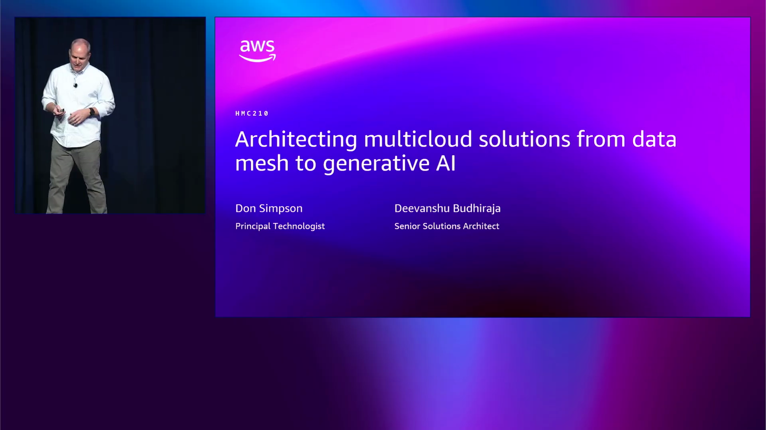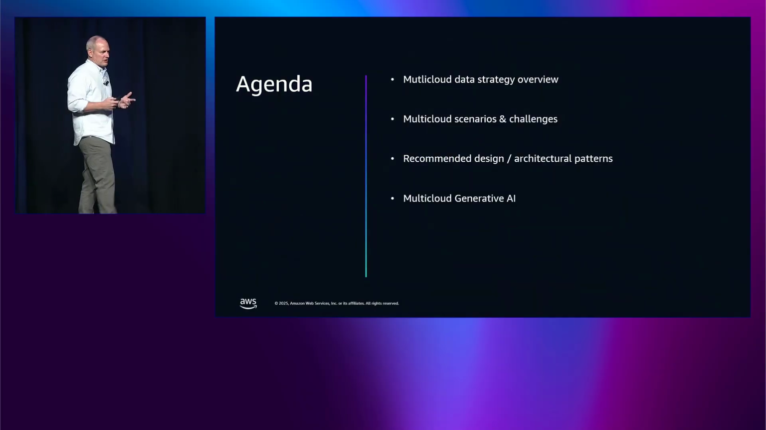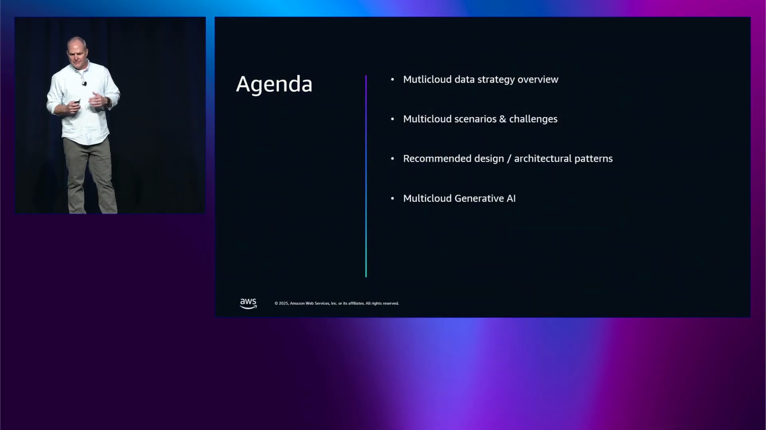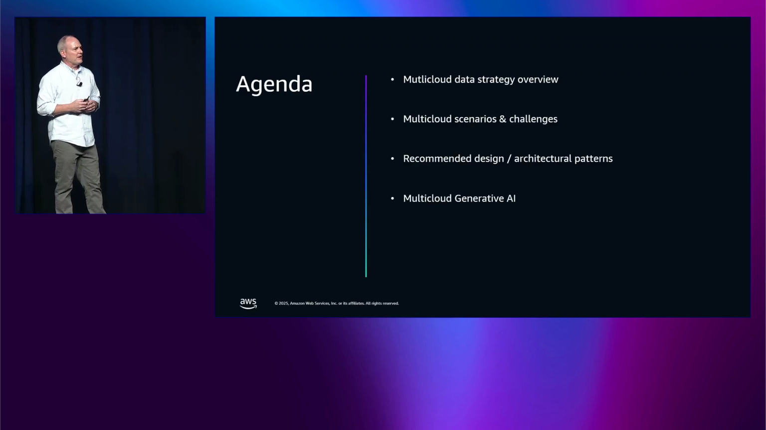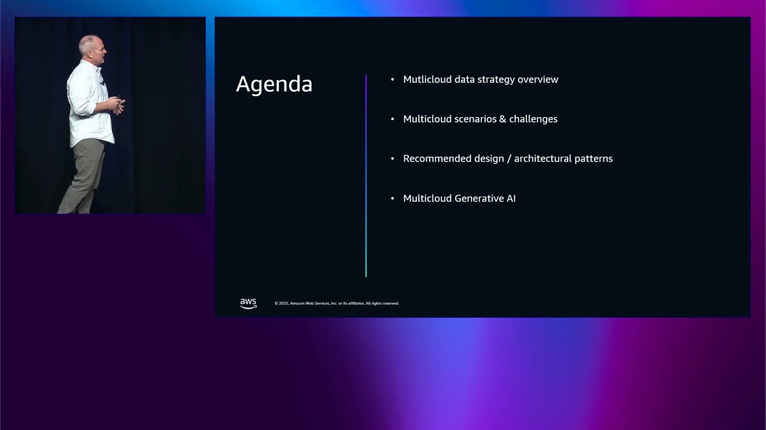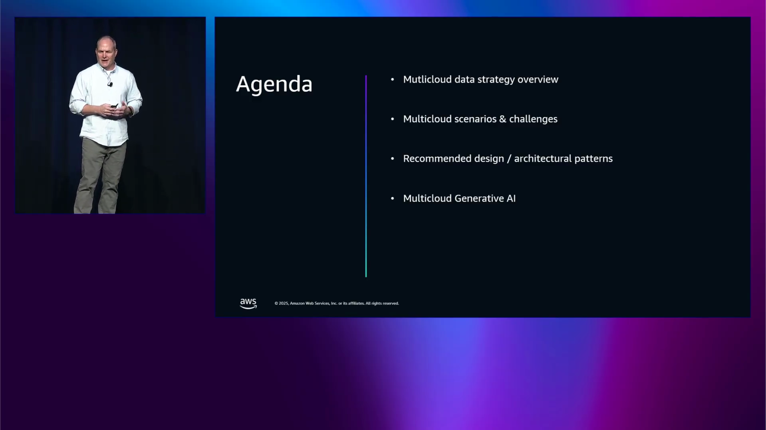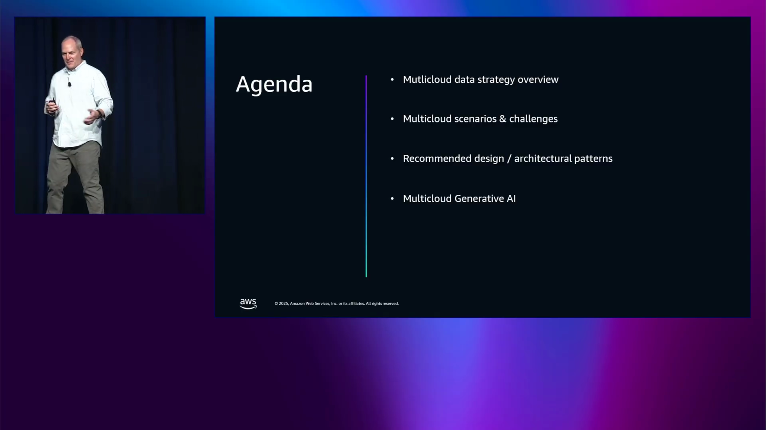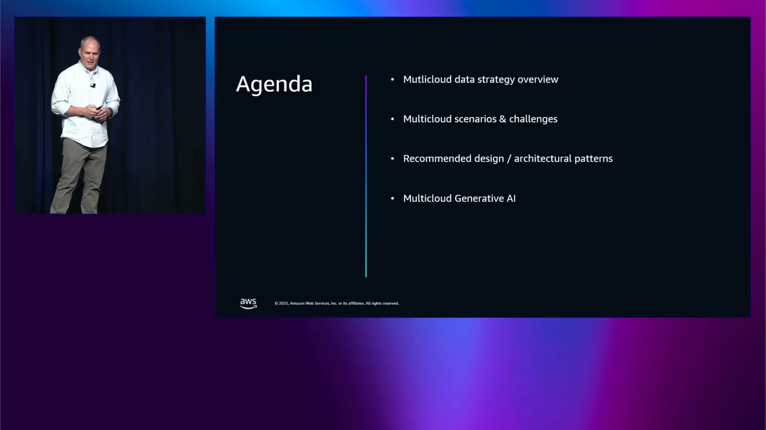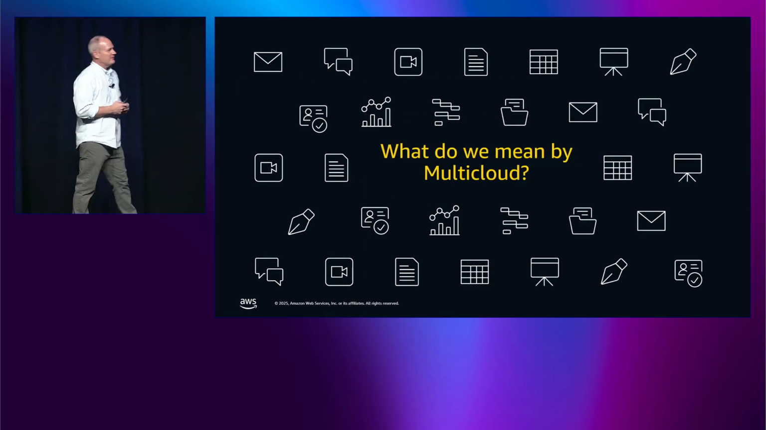The first thing we want to talk about is our agenda real quickly. We're going to go through a data strategy overview. We're going to level set. We're going to go through voice of the customer, things that we're hearing from customers. We're going to talk about scenarios and challenges. Then we're going to go into recommended design and architectural patterns. And lastly, we could not get away with not having a generative AI component, so the very last part of this will be about multi-cloud generative AI.